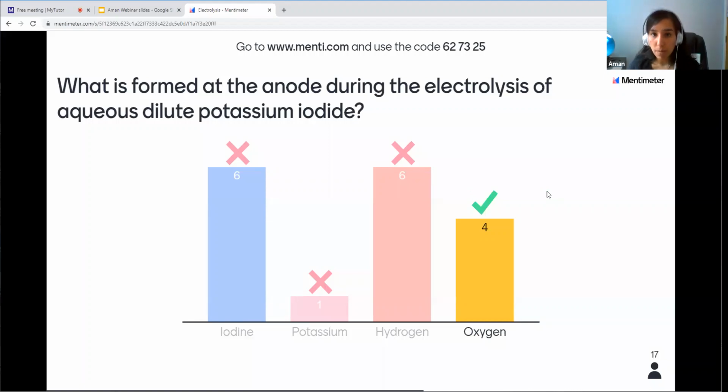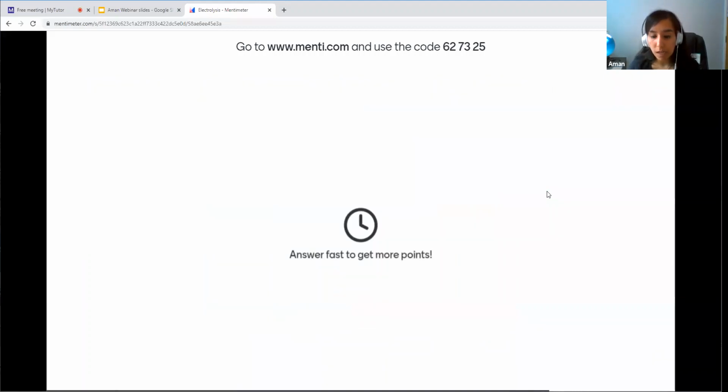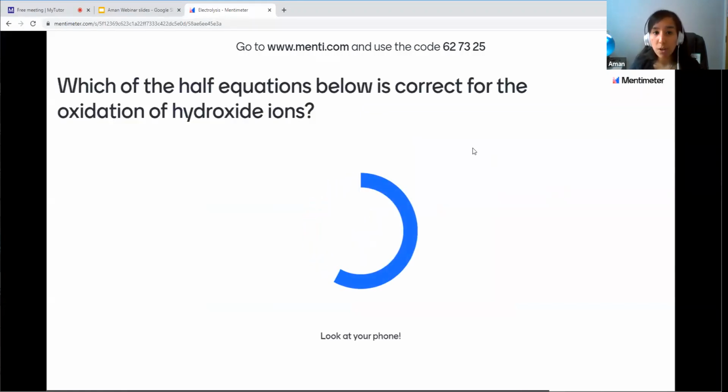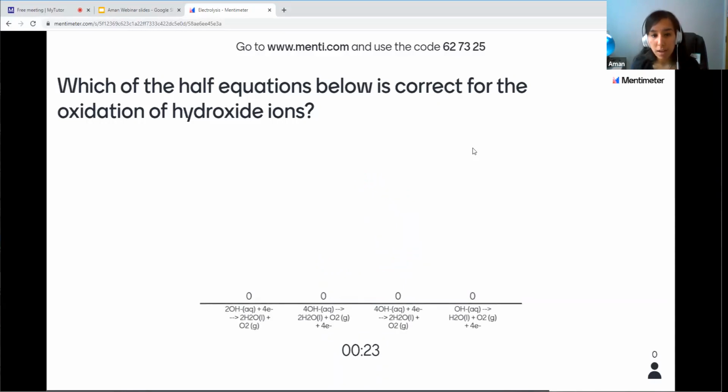Okay, so the next question you can all have a guess at. It's about half equations that we haven't managed to cover today. Which of the half equations below is correct for the oxidation of hydroxide ions? Again, have a guess because we've not managed to cover it. So you've got a 25% chance of being right, but we will cover it hopefully next session.